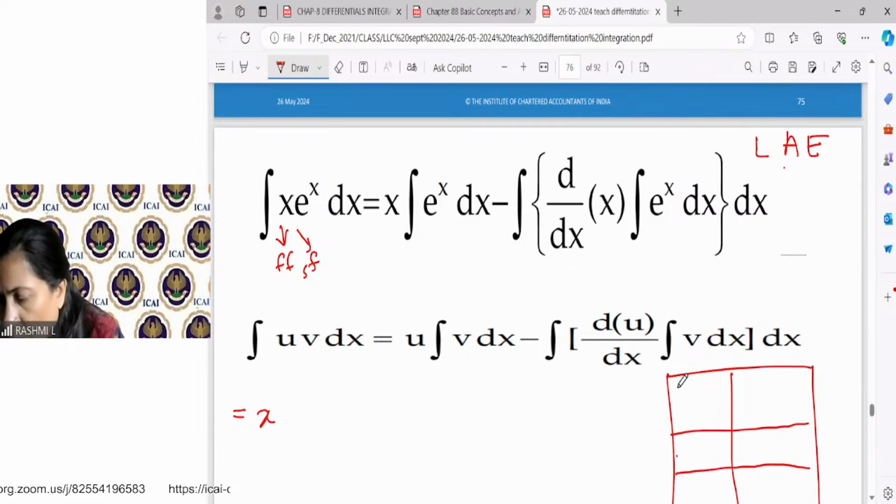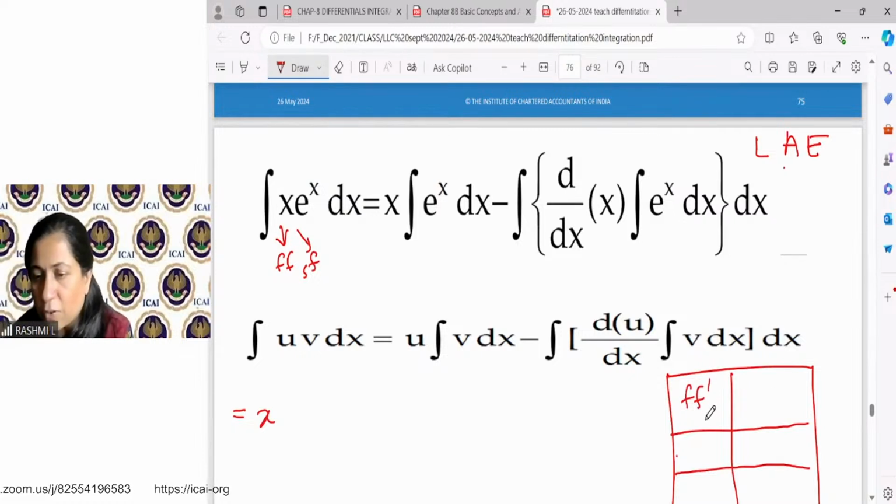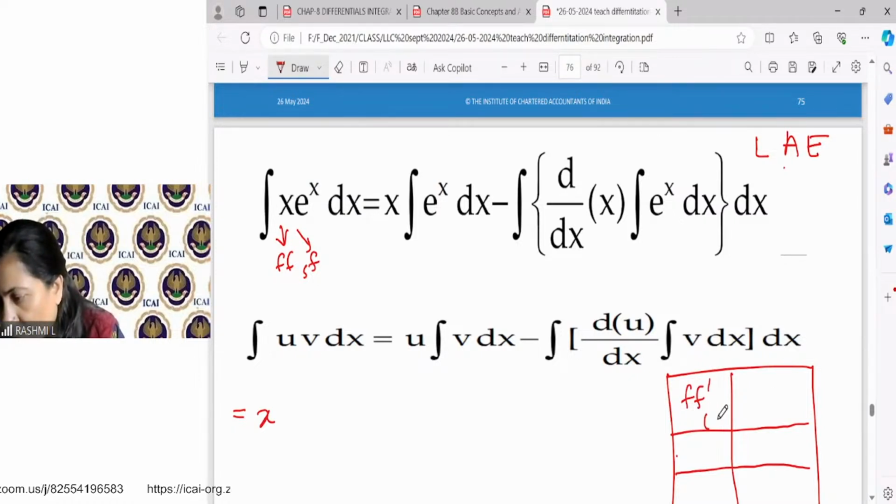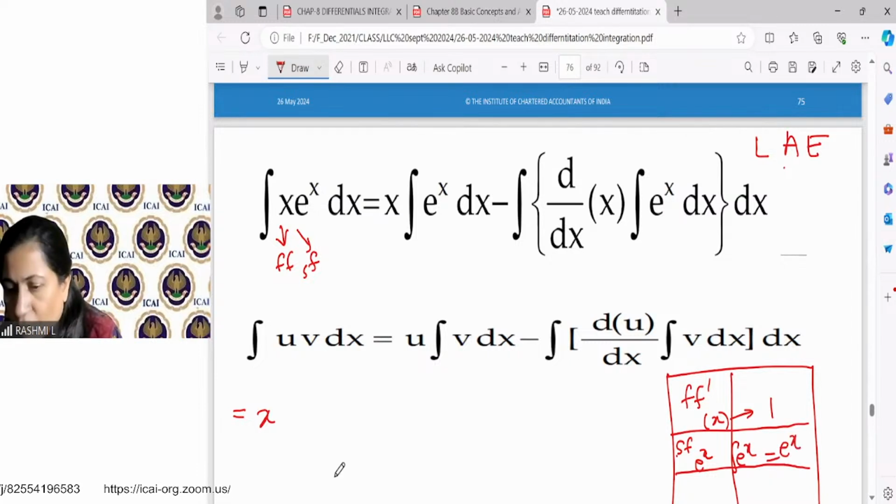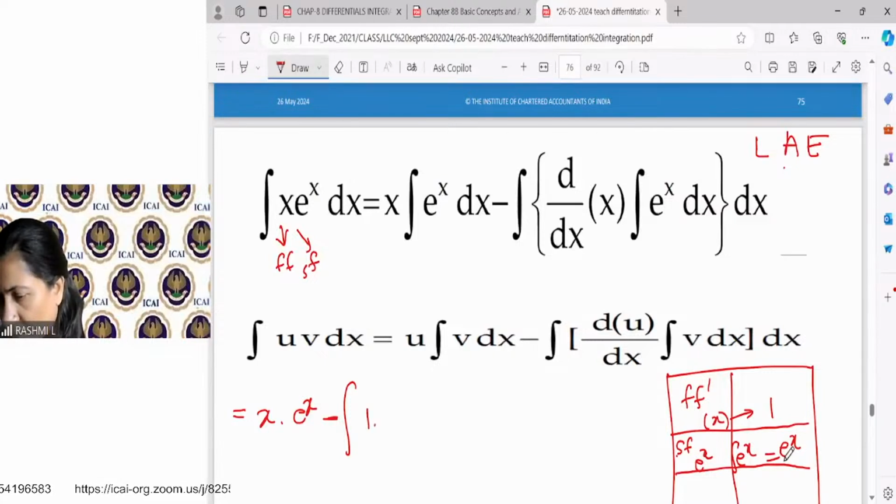So what do I do? First function is x. What will be its derivative? Its derivative will be 1. Second function is e raised to x. So what will be the integral of second function? It will be equal to e raised to x. Now, first function into integral of second function is x e raised to x, minus integral of derivative of first function, which is 1, into integral of second function, e raised to x, plus c.